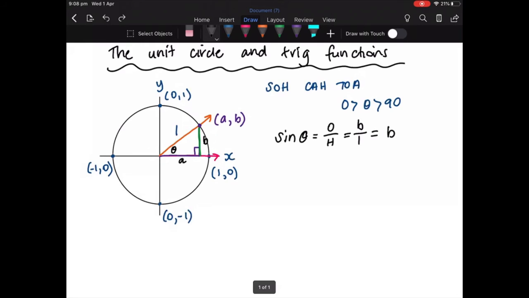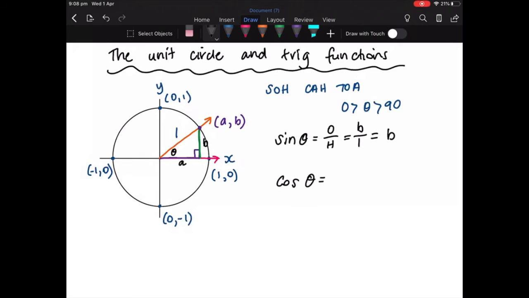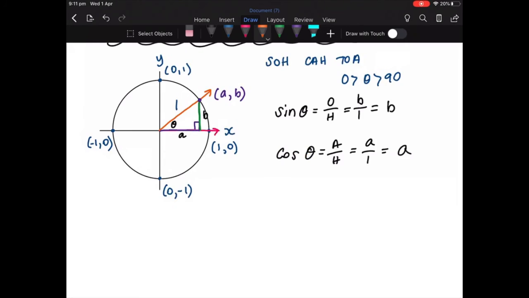Now, we can also use cosine. Cosine is the adjacent over the hypotenuse. Again, the hypotenuse we know is 1, and the adjacent side is A. A divided by 1, of course, is A. So again, the cosine of theta is equal to A, which is our x-coordinate. So we have the sine of theta is equal to B, and the cosine of theta is equal to A.